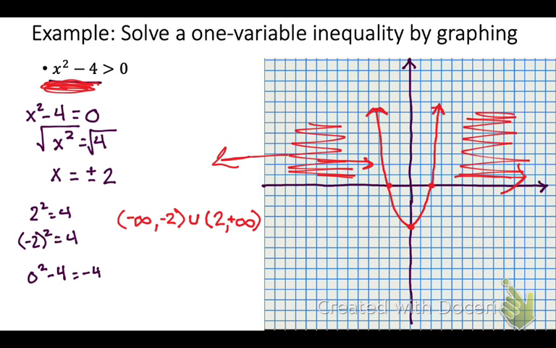Before, I told you to check a point. Let's check (0, 0). Is 0 minus 4 greater than 0? Is negative 4 greater than 0? No. So it's not in here. It would be on the outside, all of this out here. I just put 0 in for x and decided inside or outside.